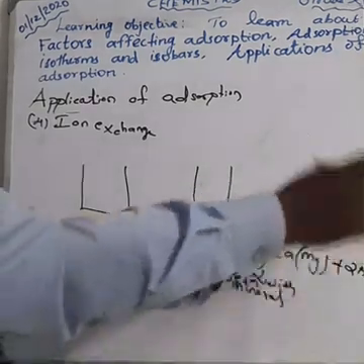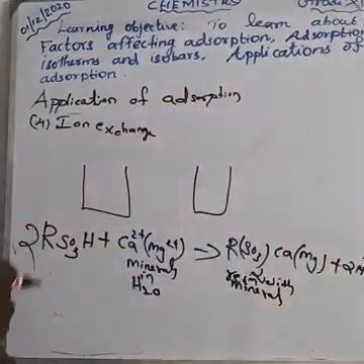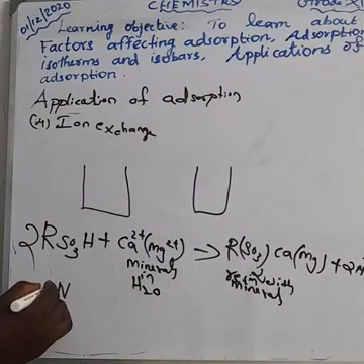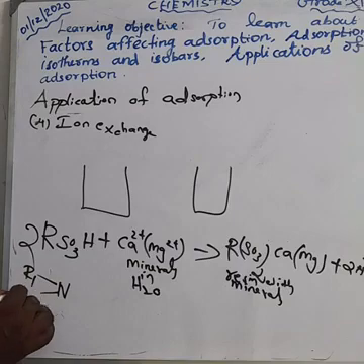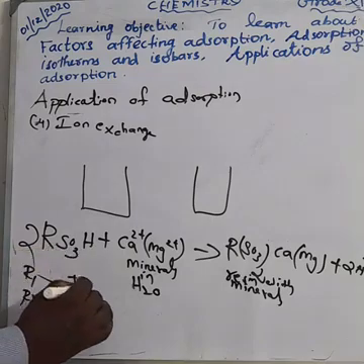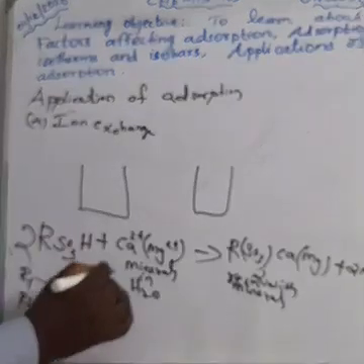So the H plus is leaving out. Am I right? Next one, we are taking the basic resin. Basic resin means basic, there is nitrogen, with R1, R2, R3, R4. These are the reaction, OH minus.